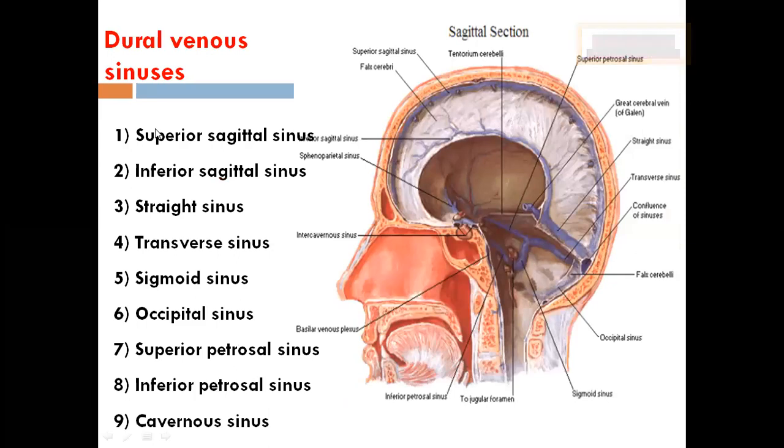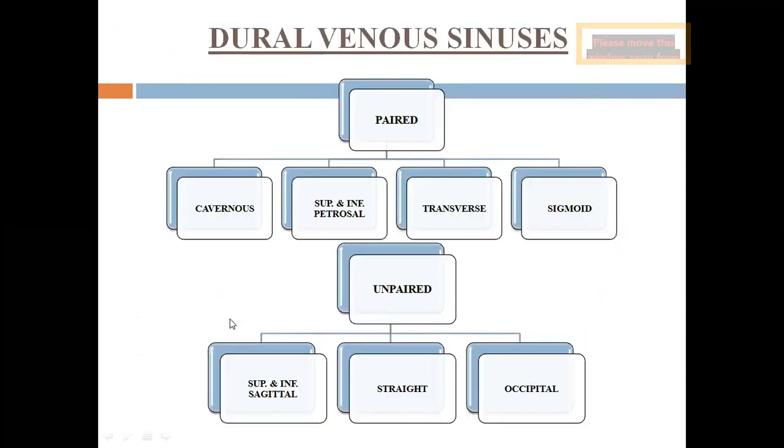Now, the dural venous sinuses, as you can see from this picture, let me show you. We have superior sagittal sinus unpaired, inferior sagittal sinus unpaired, straight sinus unpaired, transverse sinus will be on both the sides, paired, sigmoid sinus is S-shaped, paired one, occipital sinus is also unpaired. We have superior petrosal and inferior petrosal sinus. I have shown you in my previous slides very clearly, and cavernous sinus is also paired.